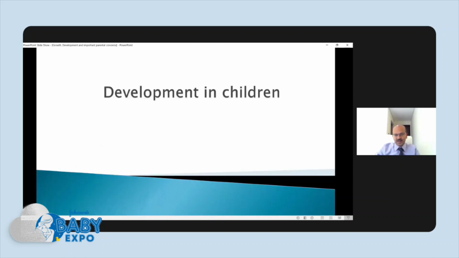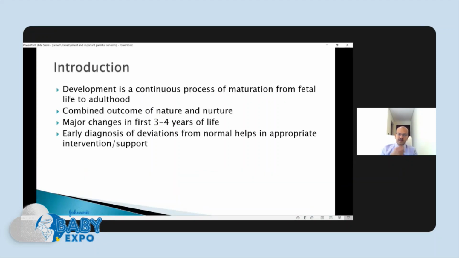Moving on to development. So growth and development usually are discussed together because they are both very important to monitor in children. And development is related to maturation from the fetal life to adult life, related to more your functional maturation. So growth is physical and development is functional. It's a combined outcome of both nature and nurture. So nature is from the genes and nurture is how you intervene in the child.